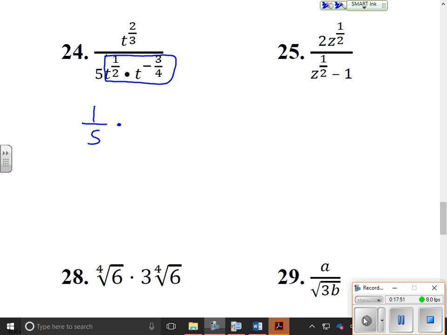So if we have t to the 2/3 over t to the negative 1/4, we would want to subtract those, but one is a negative, so when you subtract a negative, it turns to a positive. So 1/5 times t to the 2/3 plus 1/4. Now, how are we on adding fractions with non-common denominators? Okay, well, let's see.